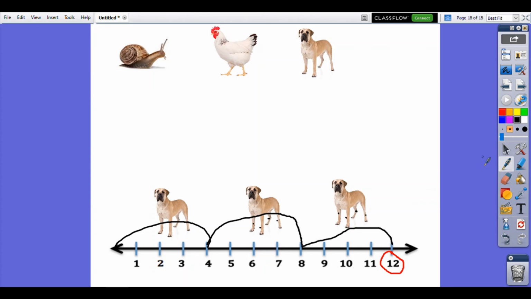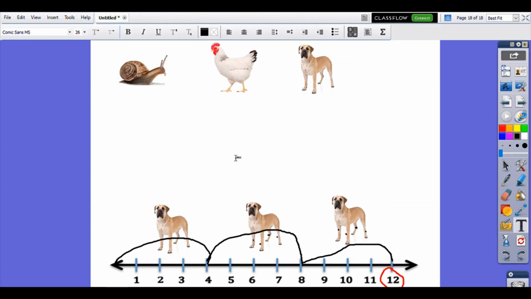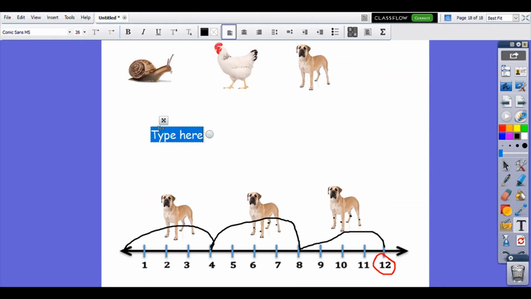12. There we go. If I was going to write that as a number sentence, I could do 4 and 4 and 4 is 12 altogether, because it's dog and dog and dog, 12 legs. Or if I'm a year 1, I could even write how many groups of 4 legs do we have? 3 dogs, 3 groups of 4 legs, 3 groups of 4. And that's going to make 12 altogether.